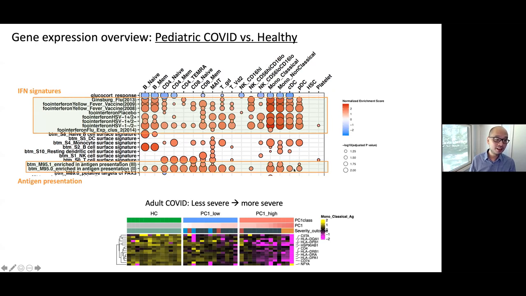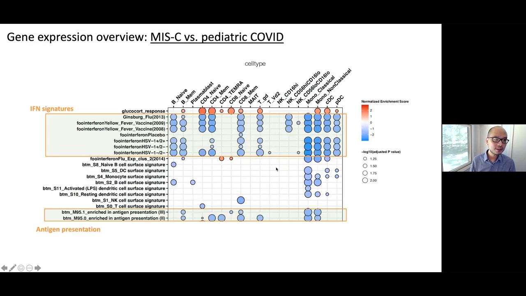And they also have these elevated signatures in antigen presentation across many of the cell types. One thing in adult COVID, especially in the severe patients, is that antigen presentation pathways are severely down in DCs, but also in cell types like monocytes. So this, again, may explain why in kids the outcomes are overall better.